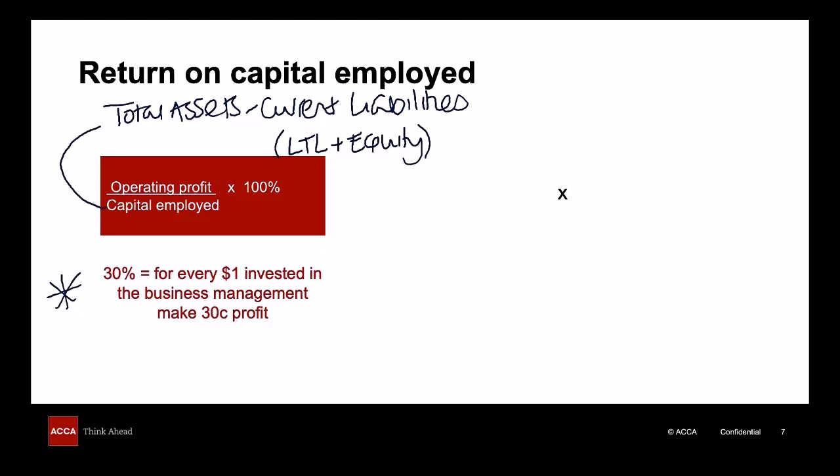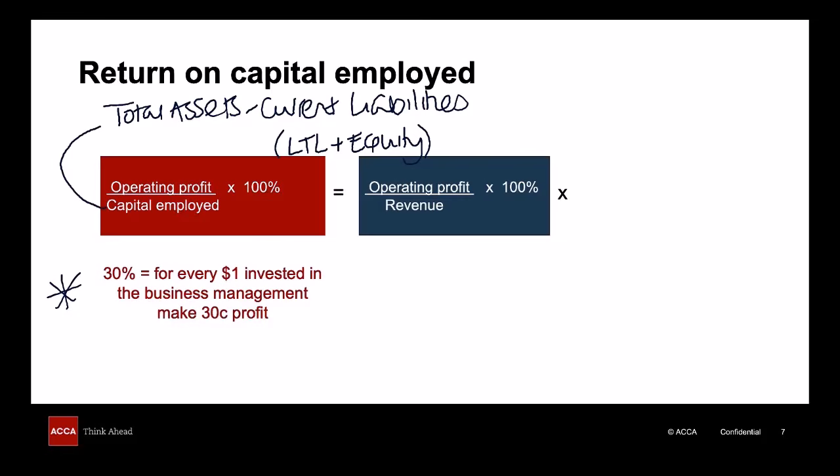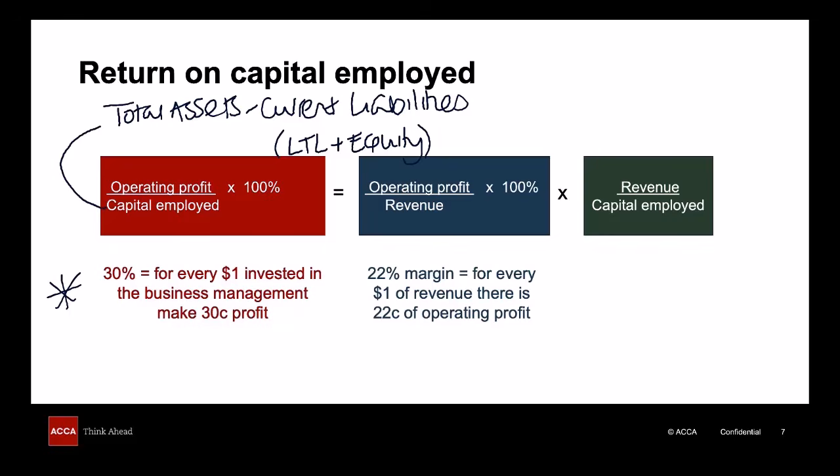Now, the easiest way and possibly the best way to analyse return on capital employed is to break it down into two further ratios. The first of those ratios there is the operating profit margin, operating profit over revenue. What does that mean? Say the margin is 22%, it means for every dollar of revenue there is 22 cents of operating profit. But to get to ROCE, that is multiplied by asset turnover.